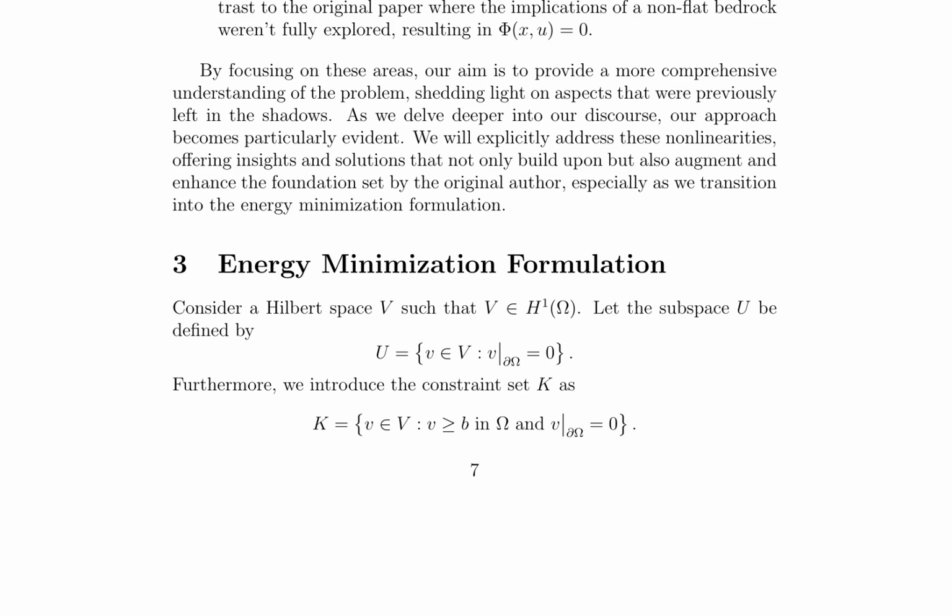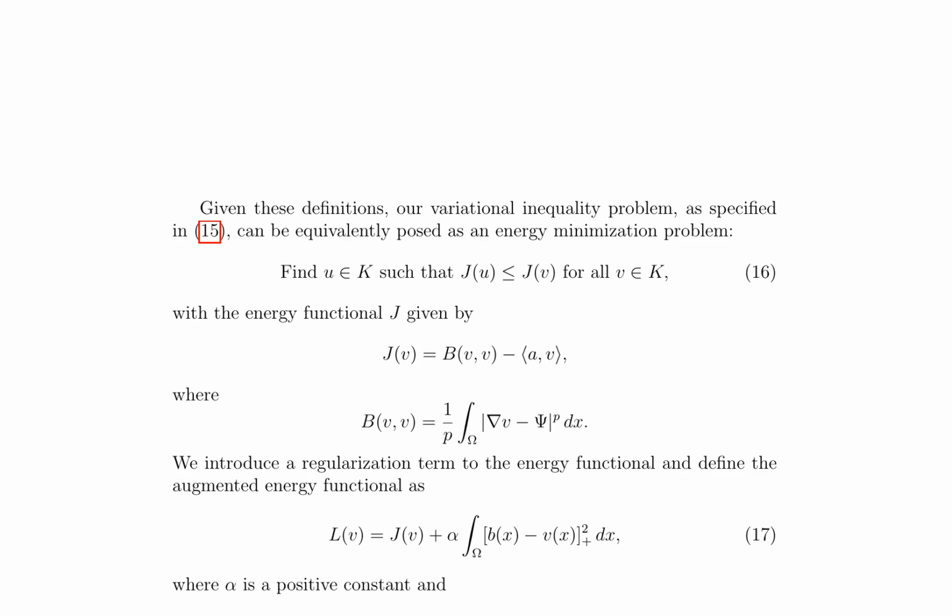The energy minimization formulation is introduced, where V is a Hilbert space such that V is an element of H1(Ω), and U is a subspace defined by the Dirichlet boundary condition. The constraint set K is defined as the set of v in V that satisfy v greater than or equal to b in Ω and the Dirichlet boundary condition. The variational inequality problem is equivalently posed as an energy minimization problem, where the goal is to find u in K such that J(u) is less than or equal to J(v) for all v in K.